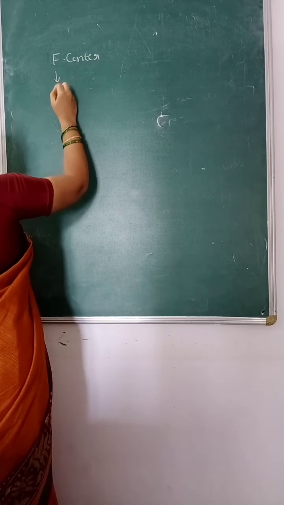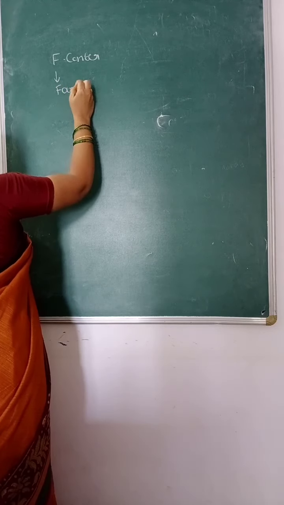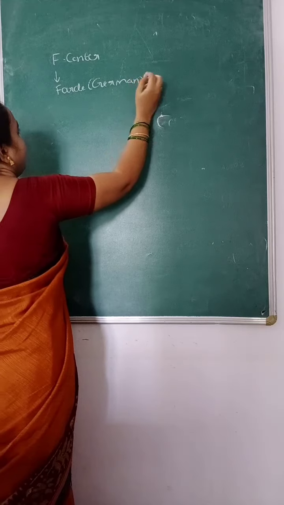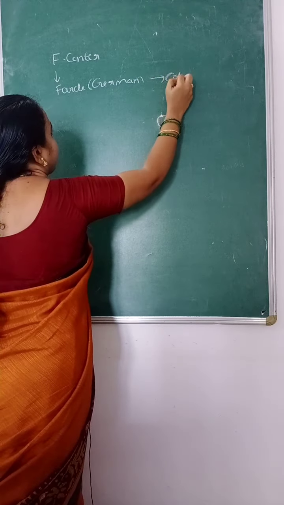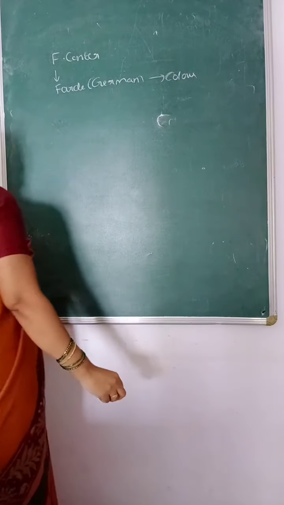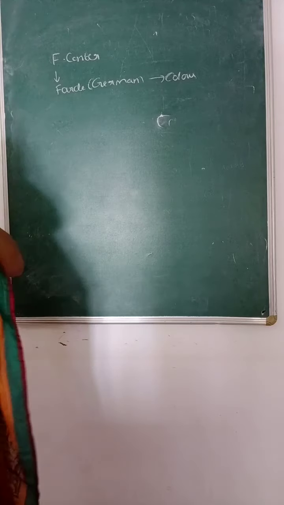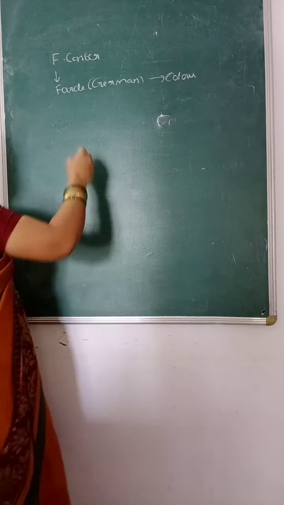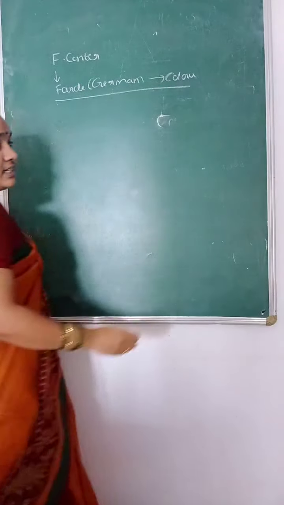F means Faraday. It is a German word. The meaning of Faraday here is color. So F centers and color centers are the same. How are these F centers generated? How are these color centers generated?